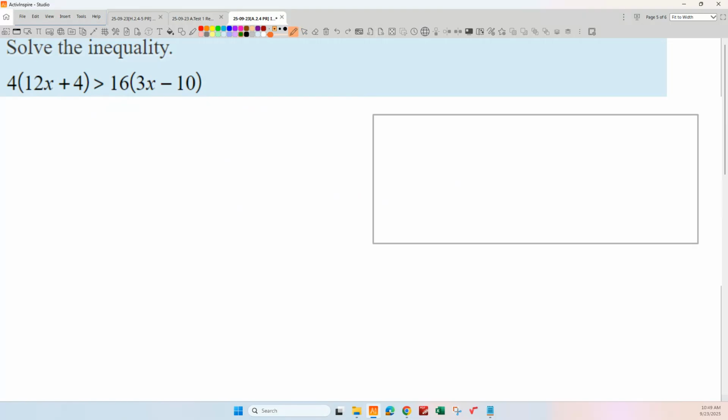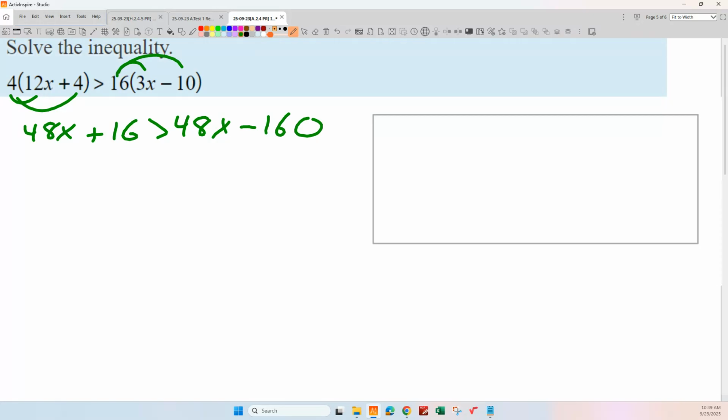Okay, what about one like this? Again, I can't point to a single x, so I would have to do a little bit of simplification. Wouldn't that mean just distribution here? So if I distribute, I'm going to get 48x plus 16 is greater than 48x minus 160. Now what? You're right. Subtract what from both sides? 48x, right? I'm going to try to push the variables to one side or the other, but when I subtract 48x, they go away.